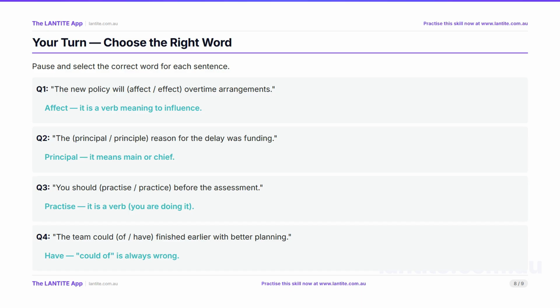Question 3. You should practice or practise before the assessment. We need a verb, so it is practise with an S. You are doing the action. Question 4. The team could have or could of finished earlier. Could of is always wrong. It should always be could have. The contraction could've sounds like could of, which is where the confusion comes from.